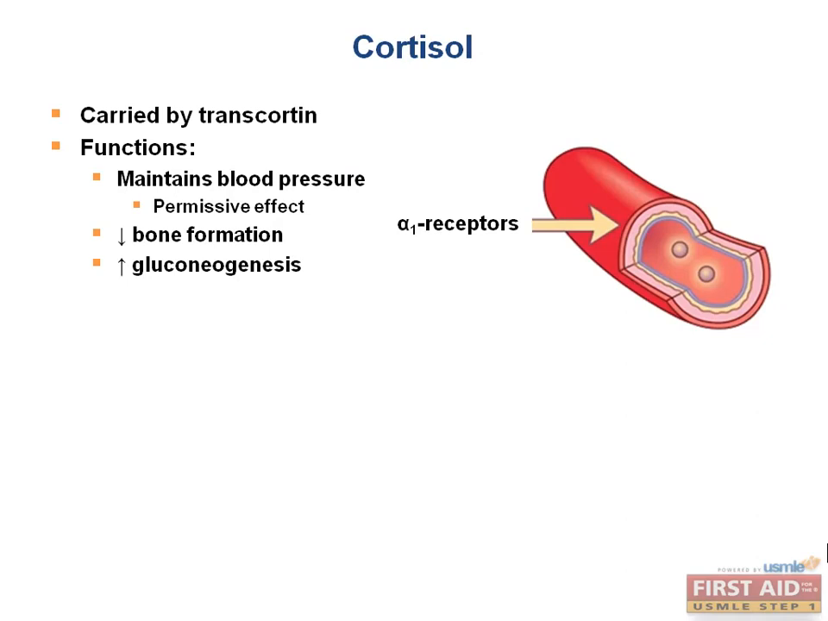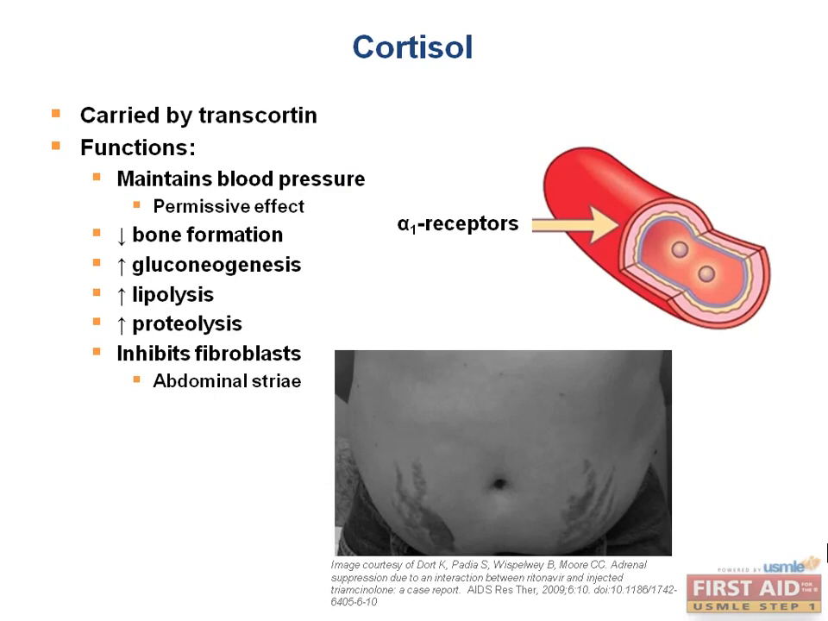Additionally, cortisol increases lipolysis and proteolysis, which counterregulate some of the effects of insulin. Another interesting effect that cortisol has is its ability to inhibit the function of fibroblasts. What do these cells do? Well, they produce collagen in the skin. As a result, long-term use of corticosteroids, whether it be topical or oral, causes thinning of the skin. Over time, this can lead to abdominal striae, as shown in the picture below. Don't forget this very common physical finding, which is often seen in Cushing's disease. Stay tuned for more on this in our pathology section.